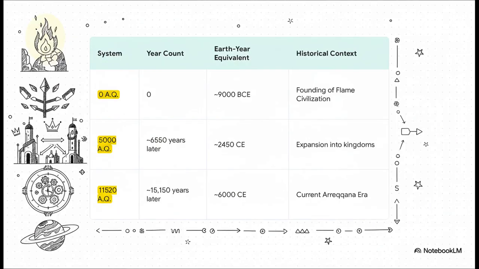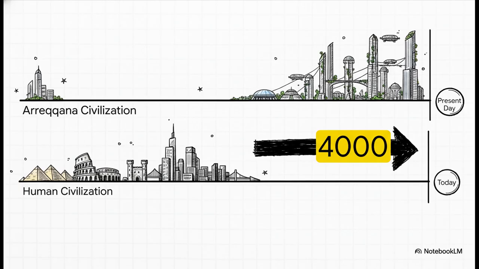And this table just lays it all out so clearly. You can see their founding, way back in our Stone Age. Then their next big milestone, an expansion into kingdoms, lands around 2450 CE, which is still a few centuries in our future. And then you get to their present day, which lands us squarely in our year 6000. So let's just be super clear about this. Their present day is about 4,000 years ahead of ours. They are literally living in what would be our distant future.